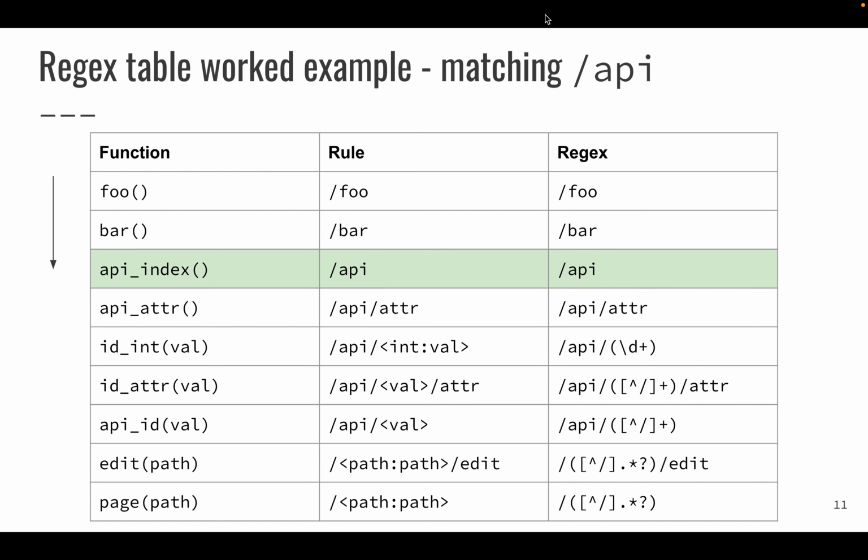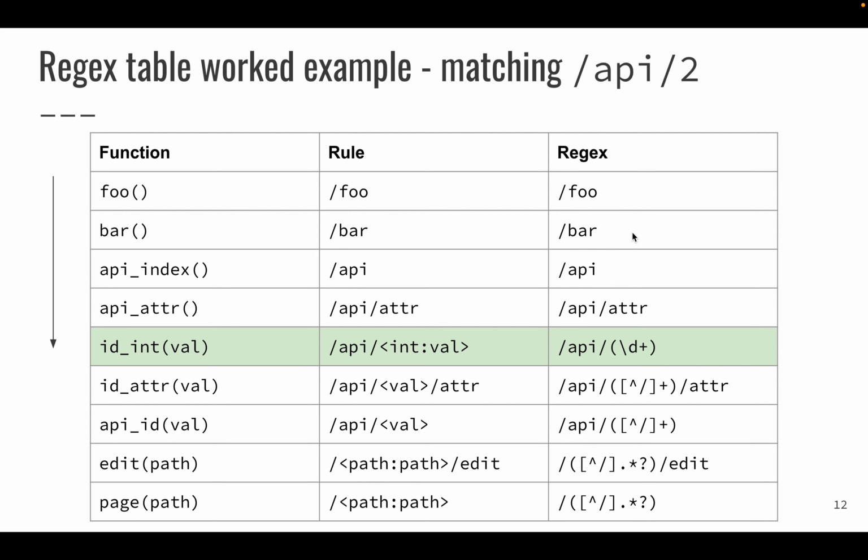So, first example, let's match /API. So how do we match that? Well, we check each rule in order. So, does foo match? No. Does bar match? No. Does API match? Yes. So we can call API index. That one's fairly easy. Next, let's do /API/2.